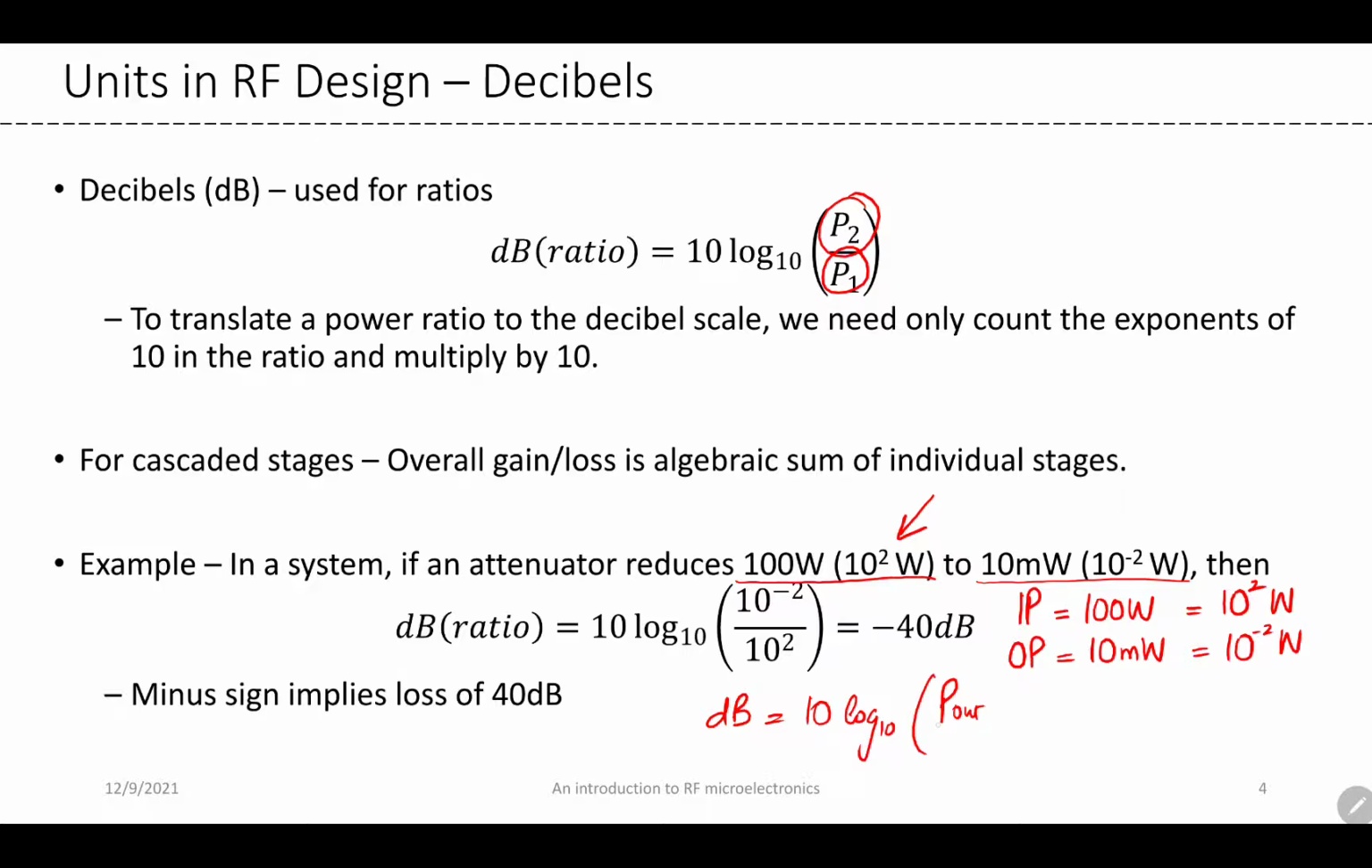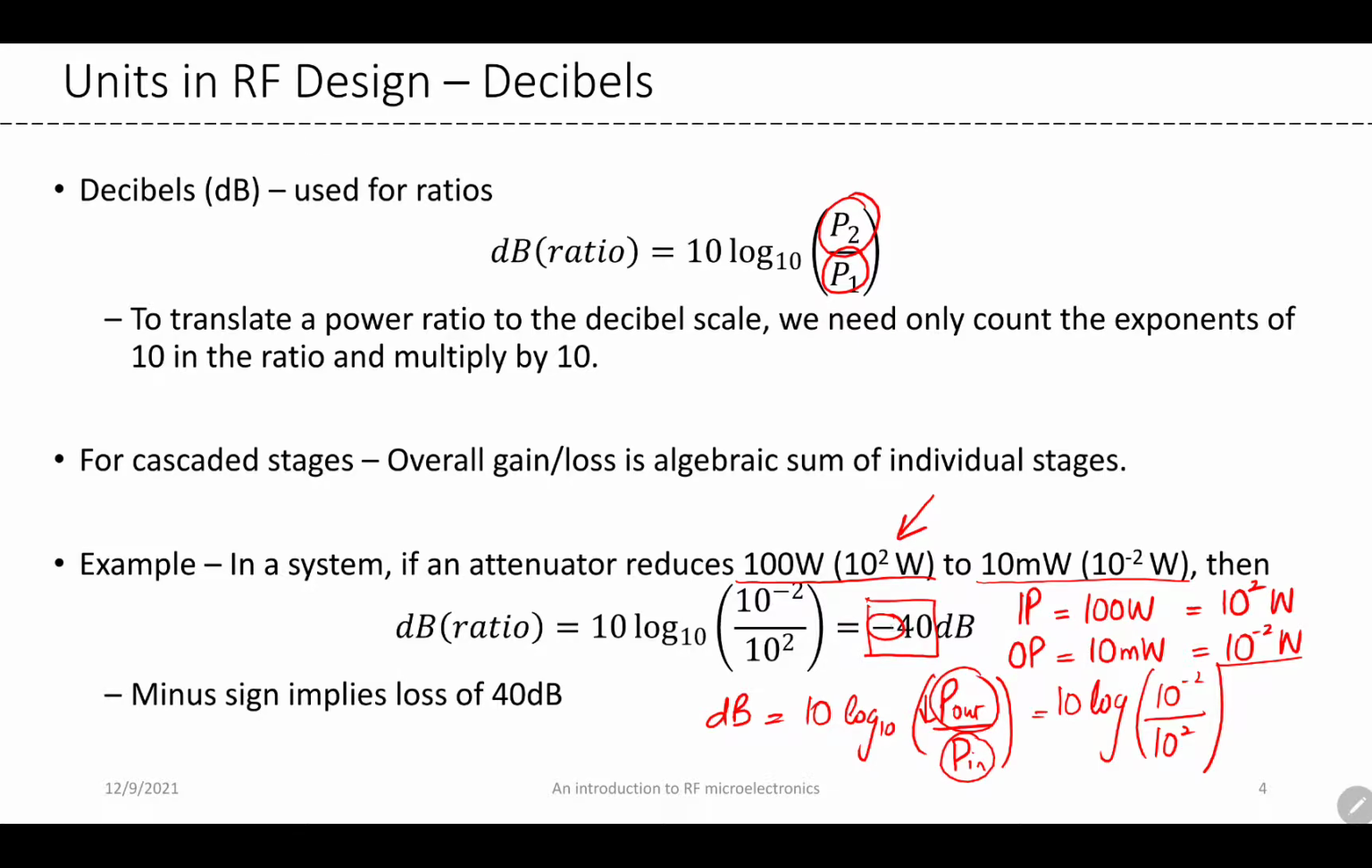Now we can express this as dB equals 10 log to the base 10 of P out, the output power, over P in. The output power is 10 to the power minus 2 watts, and the input power is 10 to the power 2 watts, which gives us minus 40. Now this minus indicates that this is a loss, right? The output power is lesser than the input power. So that's what the negative sign indicates.